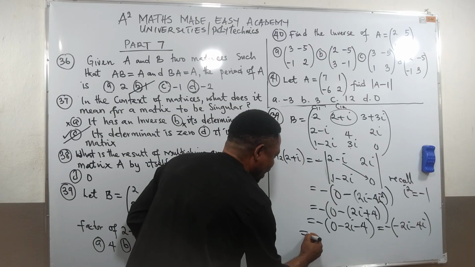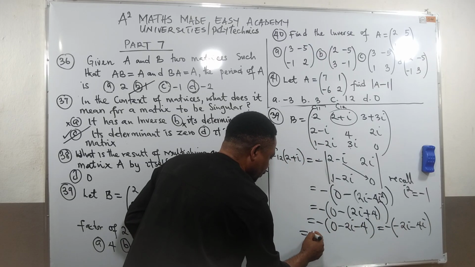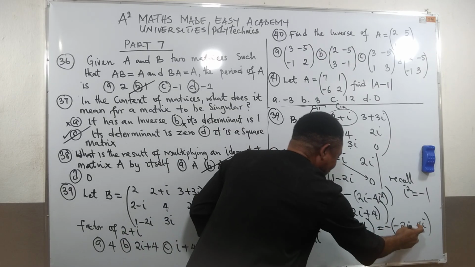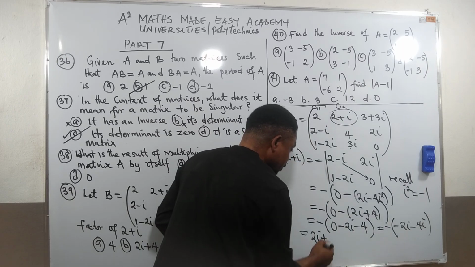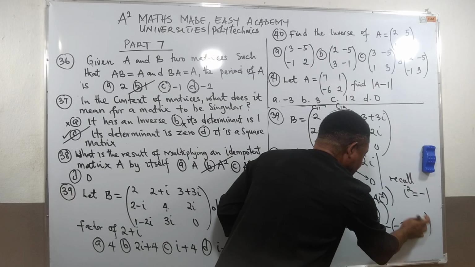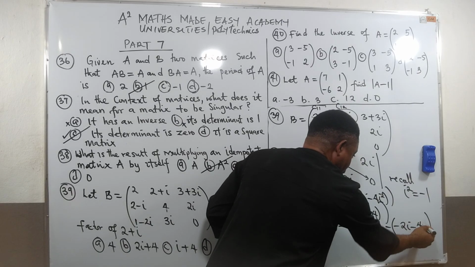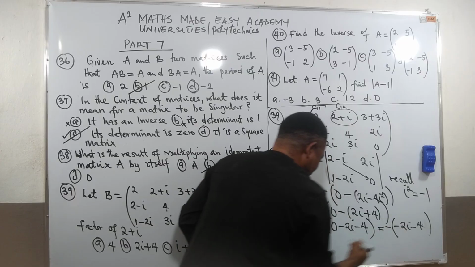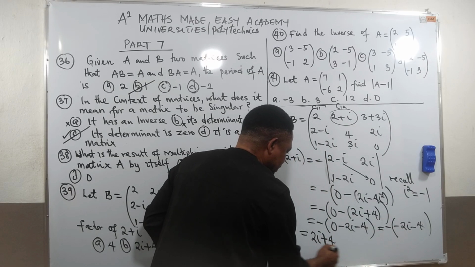Can we now multiply out? Minus times minus will give you 2i, right? Minus times minus will give you 4. I mean to say, this particular one is already 4 now. Sorry, it's already 4. Are you with me now? Then minus times minus will give you plus what? 4. So this is the final answer.